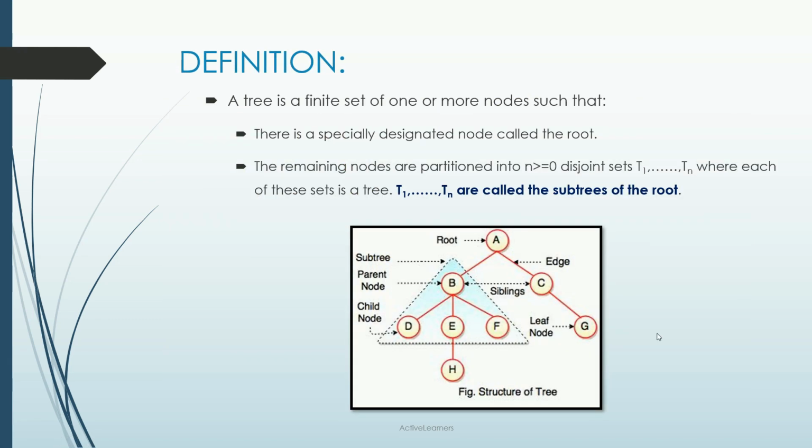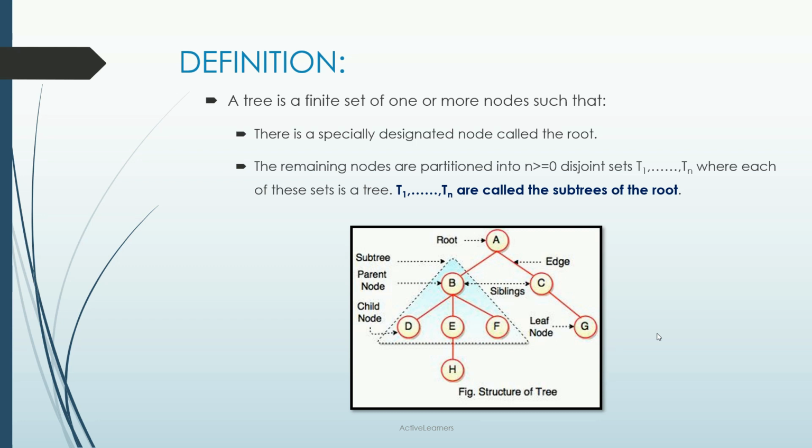Now, the definition of a tree: a tree is a finite set of one or more nodes such that there is a specially designated node called the root. The remaining nodes are partitioned into n greater than or equal to 0 disjoint sets T1 up to Tn, where each of these sets is a tree. T1 up to Tn are called the subtrees of the root.